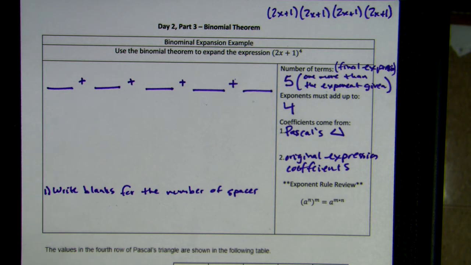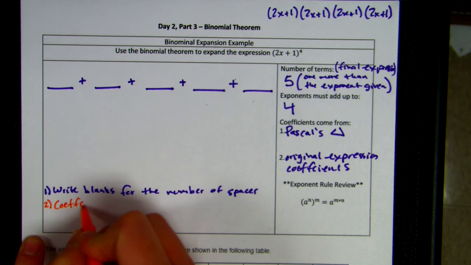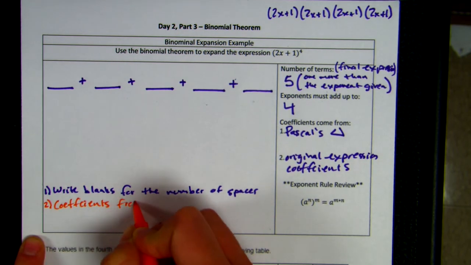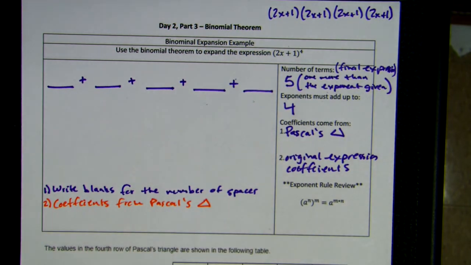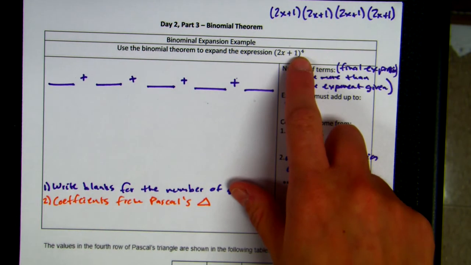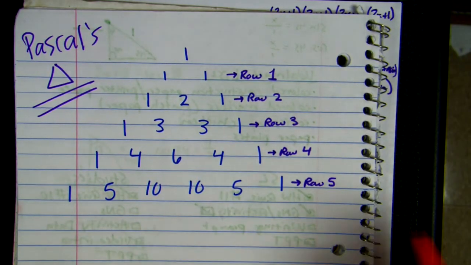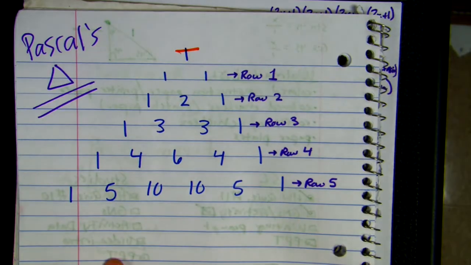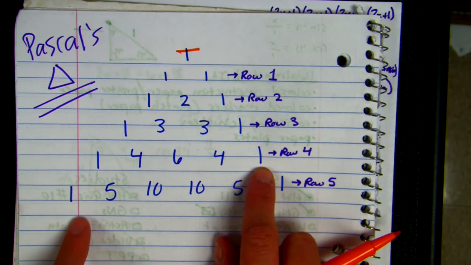Okay. The next thing that I do is I go through and I write the coefficients from Pascal's triangle. So the second thing I do is the coefficients from Pascal's triangle. Okay, again, the exponent tells us which row of Pascal's triangle to be on. If my exponent is 4, that means I'm going to be in row 4 of Pascal's triangle. Reminder that this first number at the top doesn't count. Notice that row 4 has 1, 2, 3, 4, 5 terms, just like we said before.